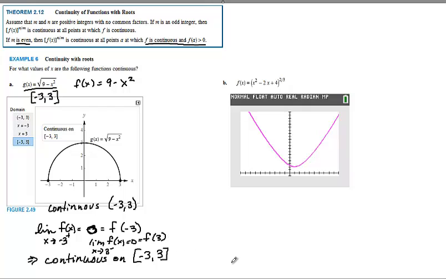So now I can say that it is continuous along that entire interval, including the endpoints. And those endpoints will get you messed up, especially on a multiple choice question.